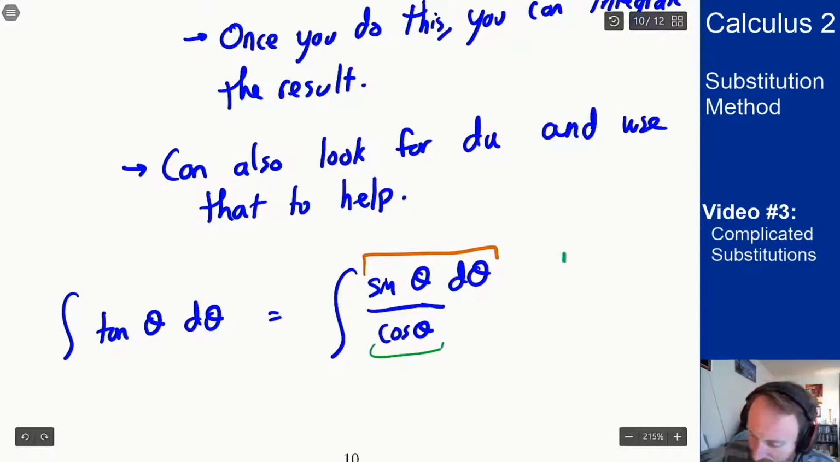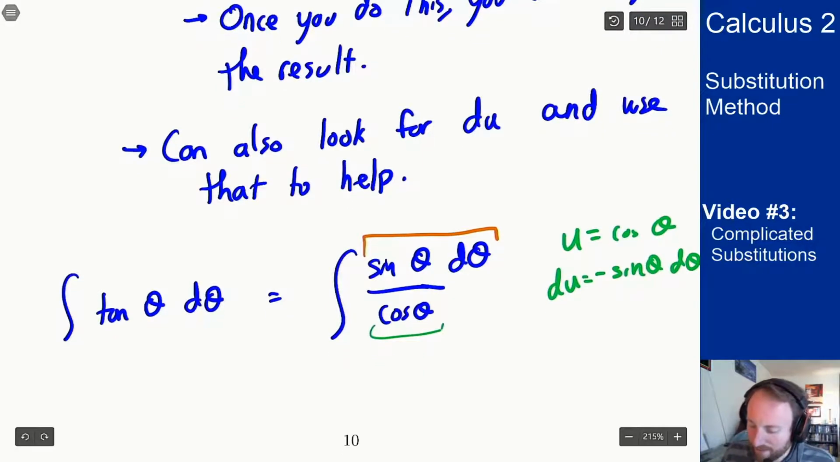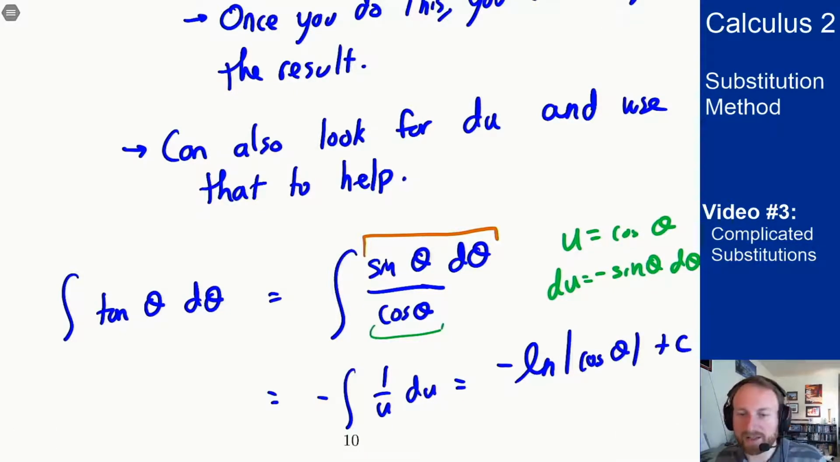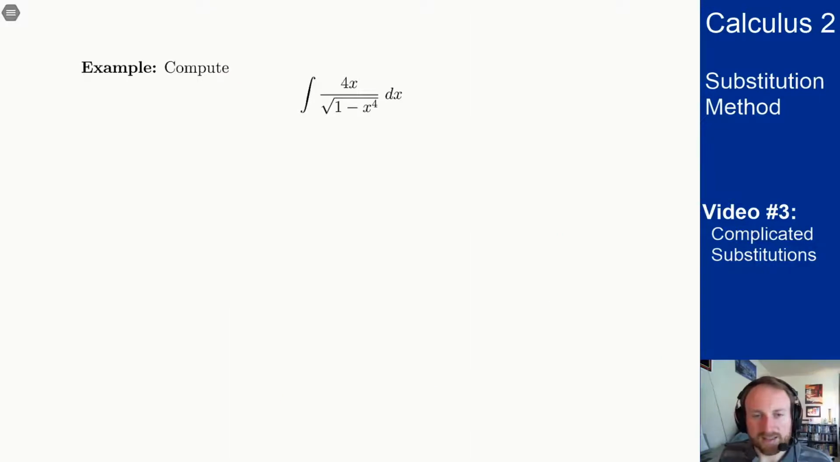So if I pick u to be cosine theta, my du is negative sine theta d theta. And so when I make this change, I get a negative integral of 1 over u du, which becomes a negative log of cosine theta plus c. If I'd gone the other route, I'd pick du to be sine theta d theta. I would get u to be minus cosine, and we get the same result at the end of the problem. Look at this next example here.